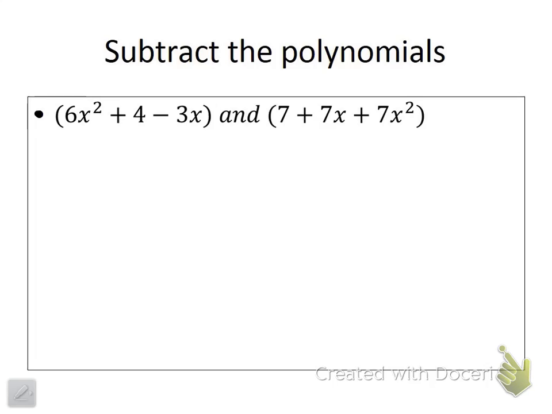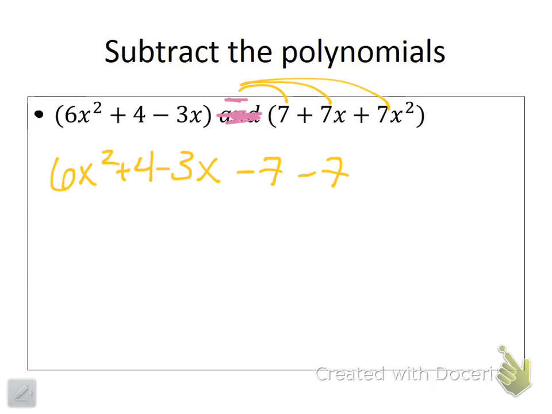Okay, subtracting the polynomials. So when I'm subtracting, let's get rid of this and put a subtraction sign. Whenever we have our subtraction sign, we got to make sure we distribute it to everything, because it applies to everything in the parentheses behind it. So we're going to get a negative 7, a negative 7x, and a negative 7x squared. Okay, now I'm going to combine all my like terms.